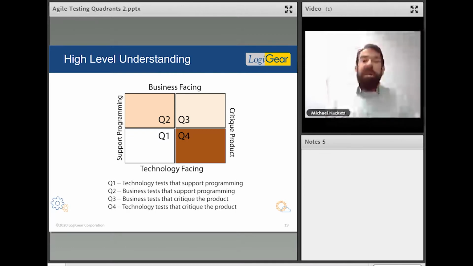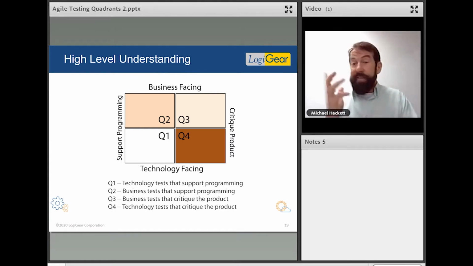So that's Quadrant 1. Quadrant 2 are business-facing tests that are also supporting the programming, are also supporting writing better code. Quadrant 3 are business-facing tests that critique the product. So business level, user style tests that are going to critique the product. For example, usability testing is in Quadrant 3. Normally, usability testing is typically in Quadrant 3. So these are business-facing tests, right? Usability tests that are going to critique how usable it is.